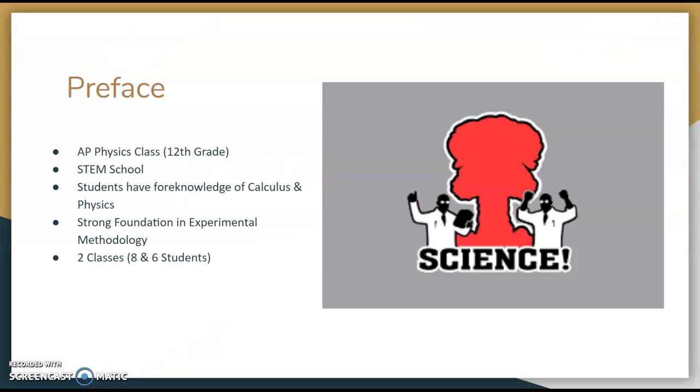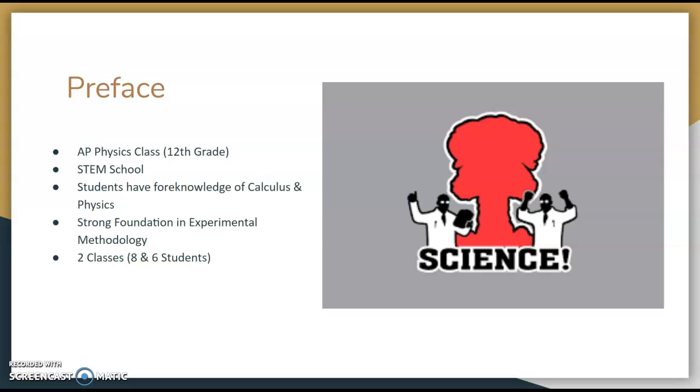So to begin, just some background on myself and the school. This is going to be an AP Physics class, so we have 12th grade students. The school where I teach is a STEM-focused charter school. So our student body is not a typical representation. We have a much higher focus on mathematics and science.